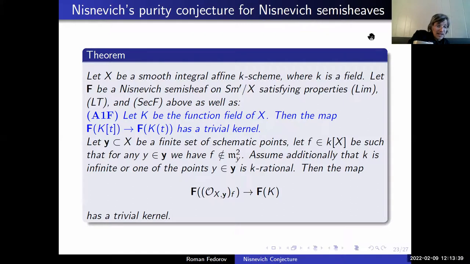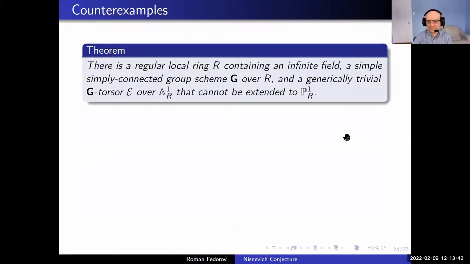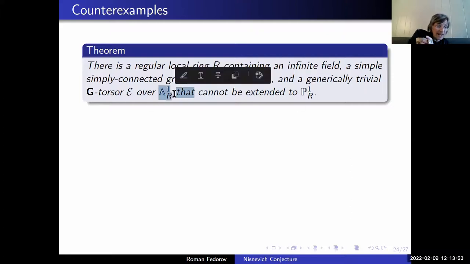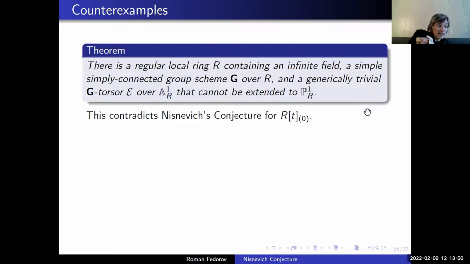So let me now explain, maybe geometrically it's the most interesting part, why the Nisnevich purity conjecture is not true in general. And the point is actually, there are some torsors over affine lines that cannot be extended to the projective line. And this contradicts Nisnevich's conjecture. Because if Nisnevich's conjecture was true in full generality, such a torsor would be trivial in the neighborhood of the infinity divisor. And then, of course, you can extend it to the infinity divisor.